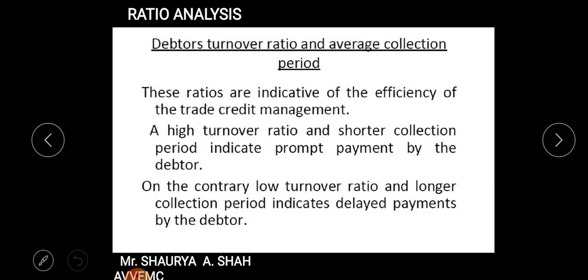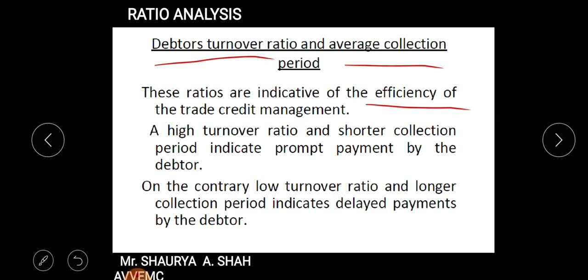The next important activity ratios are your debtors turnover ratio, or average collection period. What are these? These ratios are indicative of the efficiency of trade credit management. Now, who are known as debtors? When a business is selling goods on credit, the persons from whom we need to receive the money are known as debtors. Debtors here is a broader concept. It includes your bills receivable also, right?